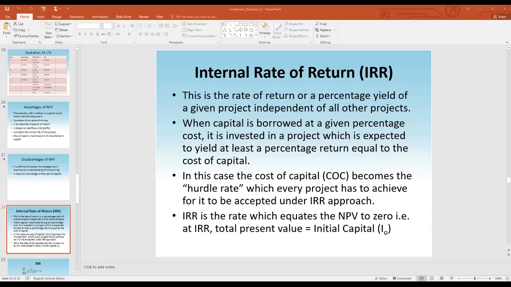So there could be chances that we might end up having a case where the return received from the investment is lower than the cost. Then, as a company, we ought not to invest in such a project.